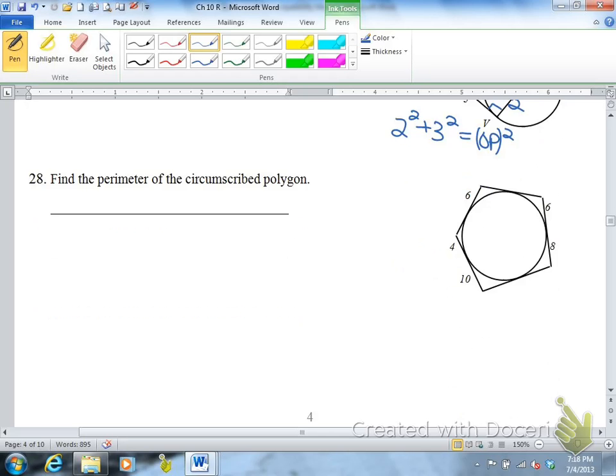I really like ones like 28. It's kind of like a mystery novel or something. Find the perimeter. If this one down here is 10, that means that this segment is also 10. If this is 4, that means this segment is 4. If this is 6, that means this is 6, and this is 6, and then this is 8. That was actually kind of an easy one. Then you'd add all those up. Make sure you add them correctly.